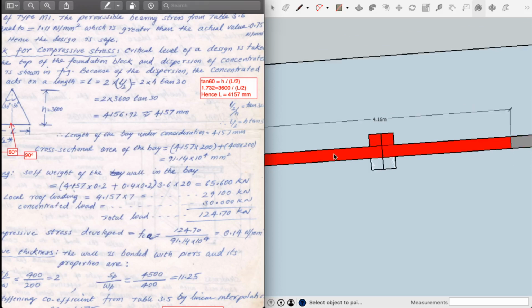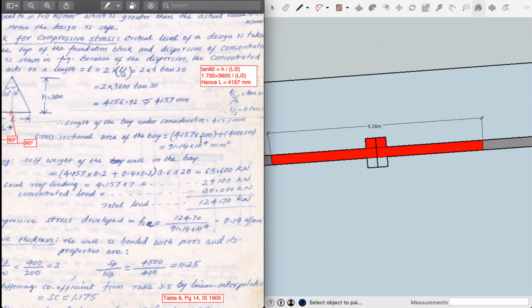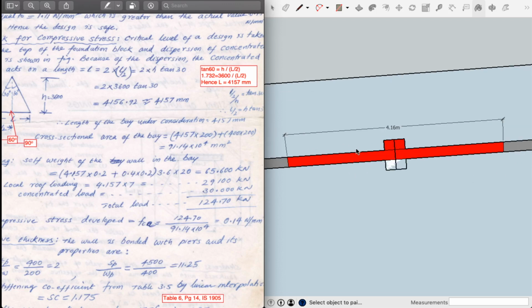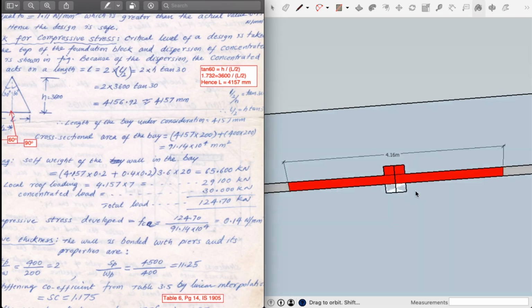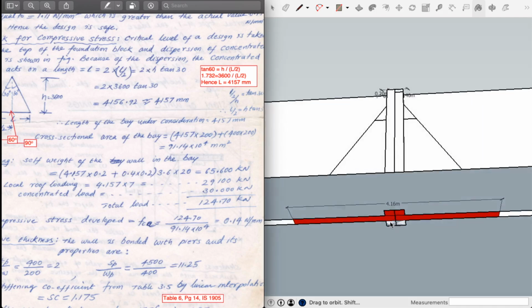Now that will be added to the total wall area as well. So we have 415 mm into 200 mm plus 400 mm into 200 mm, that is the pier projection area and the wall area. We get 91.14 into 10 power 4 mm square. That is the total area of this red shaded portion, and it is this red shaded portion that the entire load is acting upon. This is the area on which the load is acting.